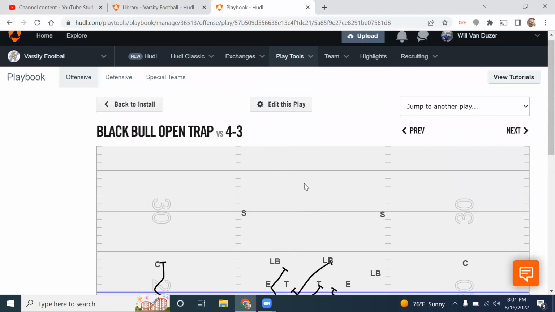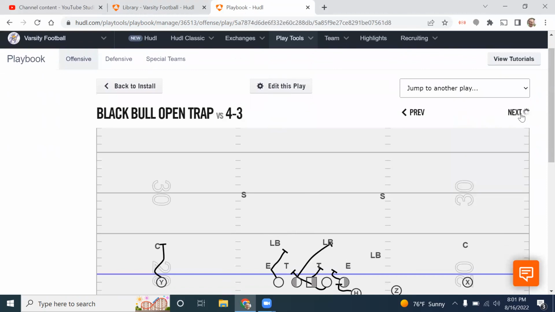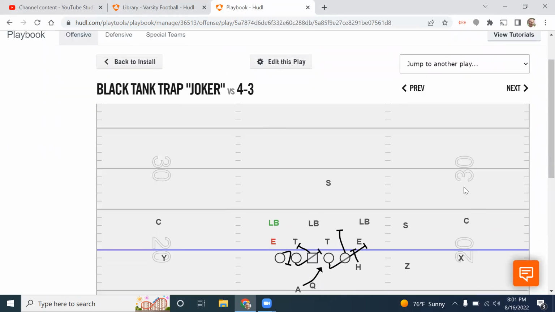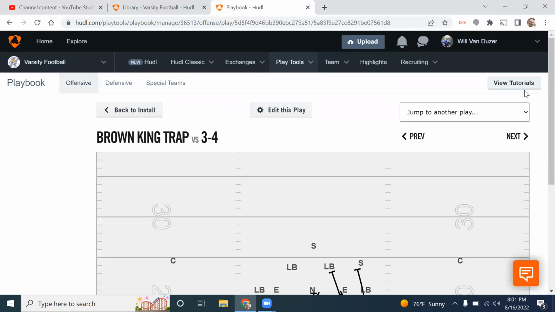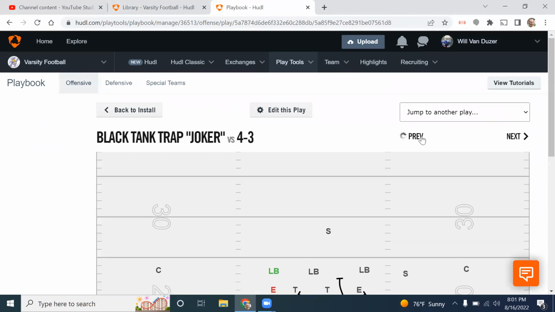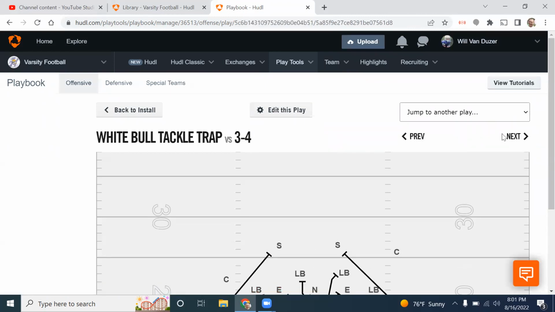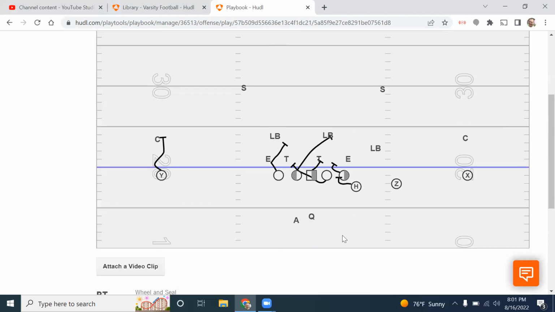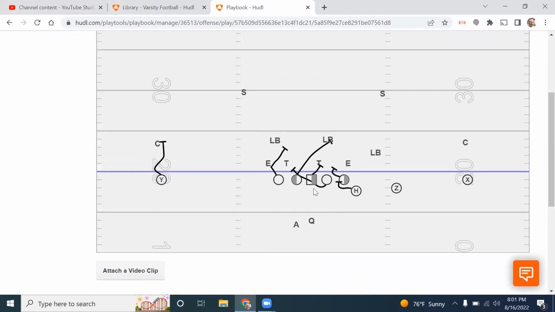So that is against a 4-3. Now let's see if I have it drawn up. We're not going to worry about Joker. Let's just pretend that we're running it to the other side now. Let's pretend that we're running trap to the right against this four-front because it looks different.